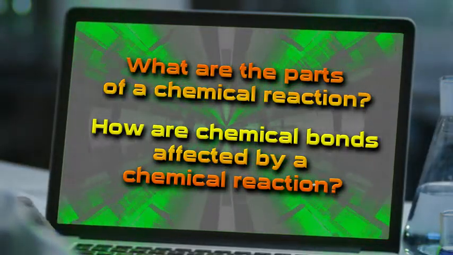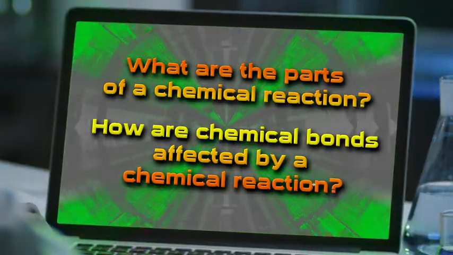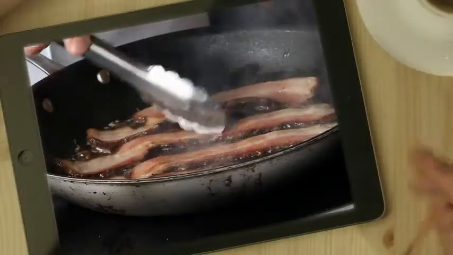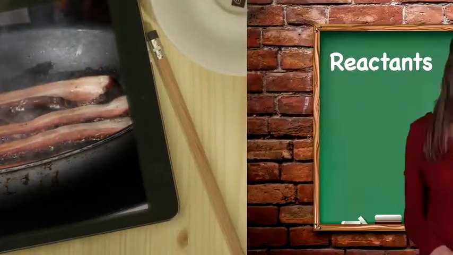What are the parts of a chemical reaction? And how are chemical bonds affected by a chemical reaction? So, the rusty fender on my bike is an example of a chemical reaction. But not all chemical reactions are bad. In fact, without chemical reactions, many things in the world would not exist. Cooking and digesting food are examples of chemical reactions too.